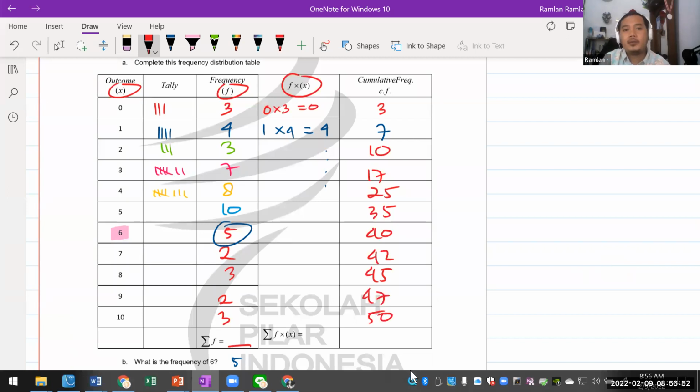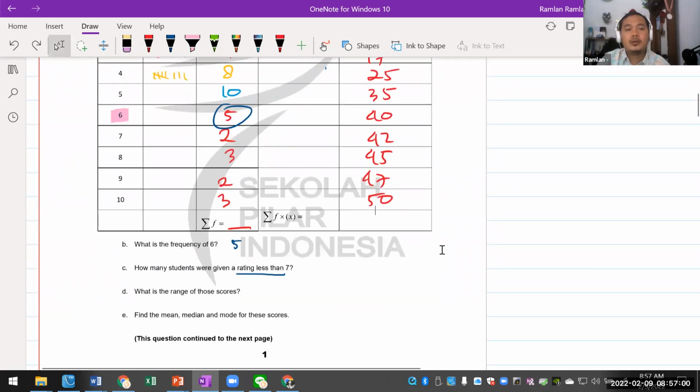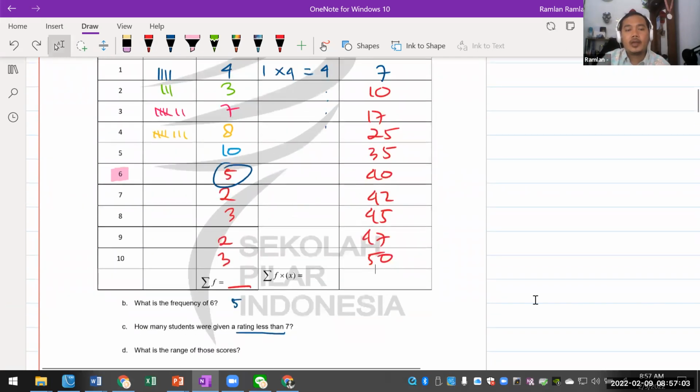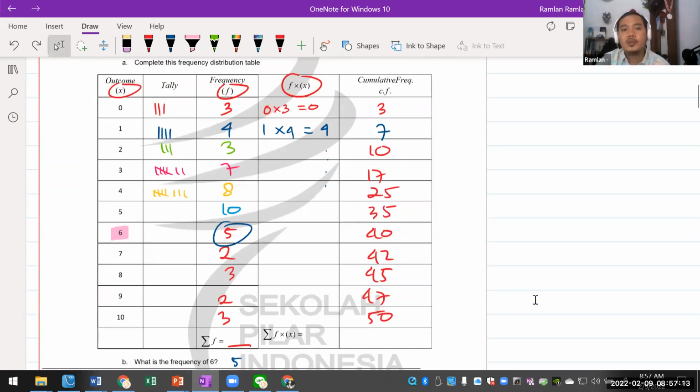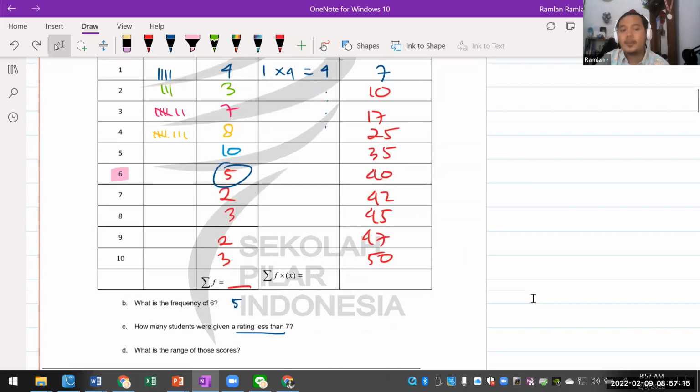So remember that you're going to use this to find the median and the quartile. Also, if you want to know how many students get a score less than 7, or less than 6, actually you can see it from here. But you can do it manually also. You don't have to use the cumulative frequency to answer question B. Okay, so the question is how many students were given a rating less than 7?